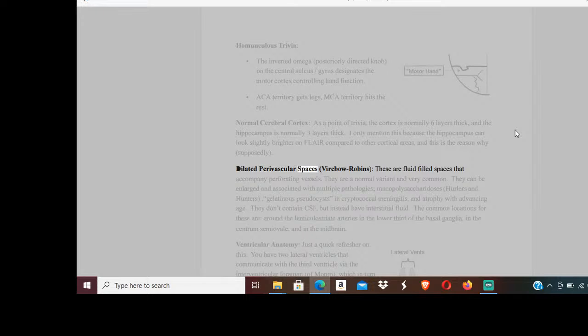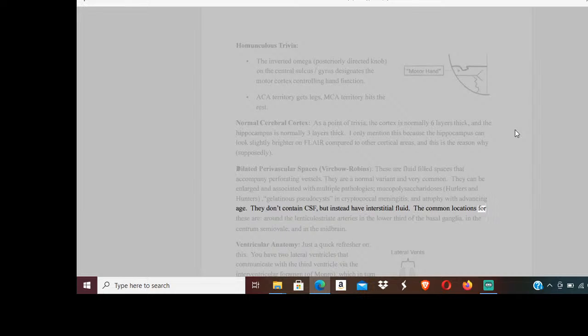Dilated perivascular spaces, Virchow-Robin spaces. These are fluid-filled spaces that accompany perforating vessels. They are a normal variant and very common. They can be enlarged and associated with multiple pathologies: mucopolysaccharidosis, Hurler and Hunter, gelatinous pseudocysts in cryptococcal meningitis, and atrophy with advancing age. They don't contain CSF, but instead have interstitial fluid.